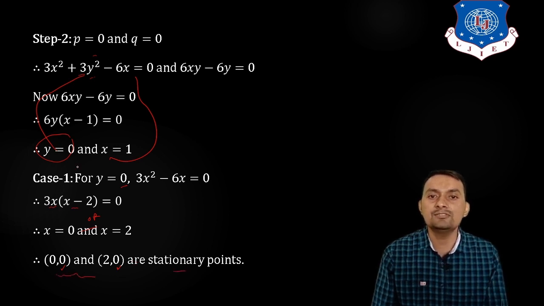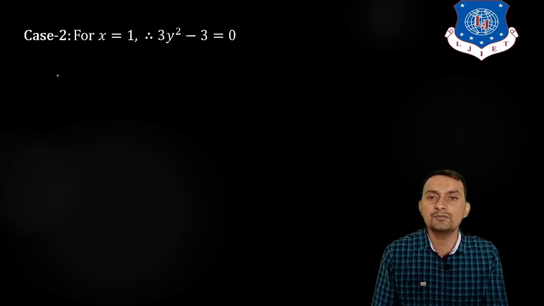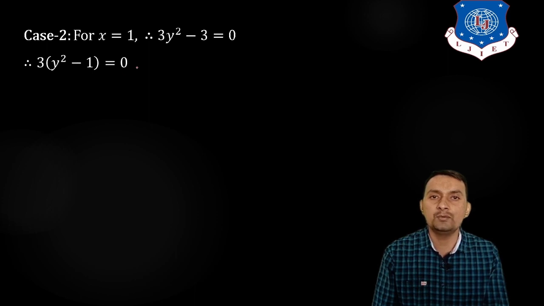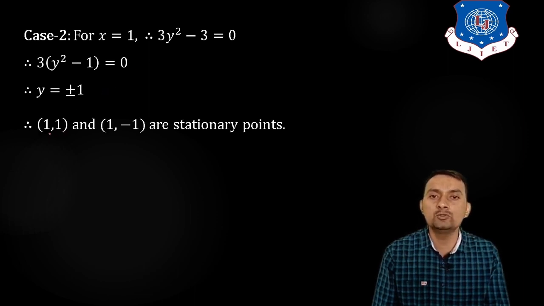Now we apply a similar argument for x equal to 1. If I take x equal to 1 and replace it here, I will get 3y square minus 3 equal to 0. 3 is common, and y square minus 1 is 0. Now we can divide by 3 and we get y equal to plus or minus 1. So we are going to get 2 stationary points, where the x coordinate is fixed and the y coordinate is plus 1 and minus 1. And these are known as stationary points.